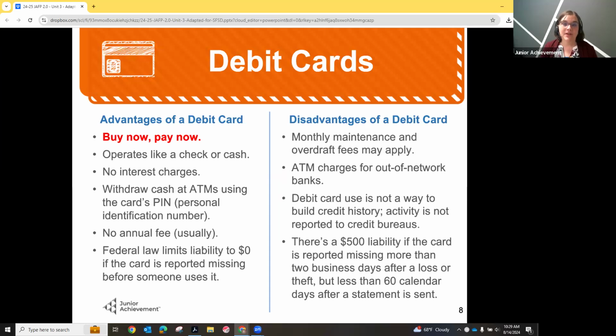The number one thing we need to talk about is what is debit versus credit? What are the pros and what are the cons? And so there is this slide that walks you through some of that information. We also have some very simplified ways that might be a little bit more understandable to the students in the teaching guide.